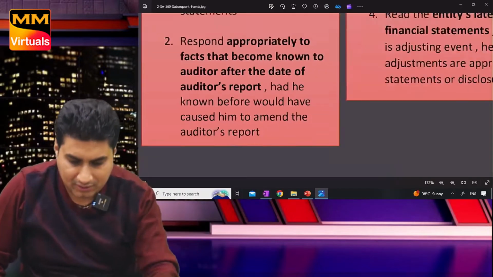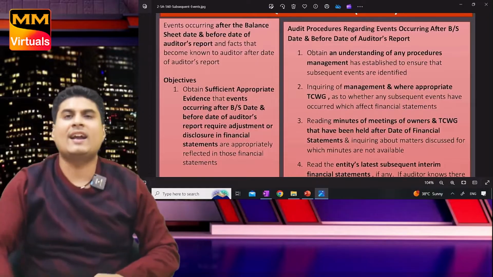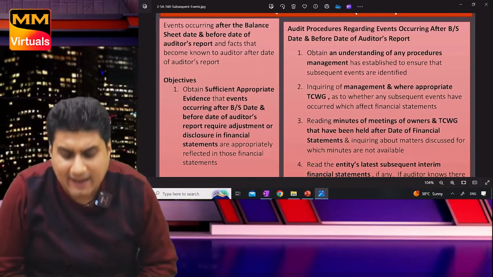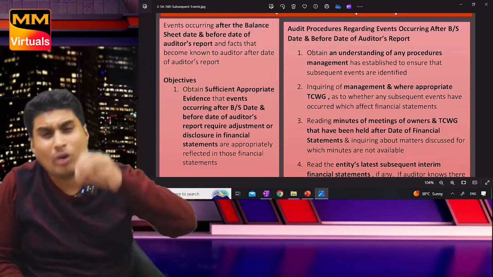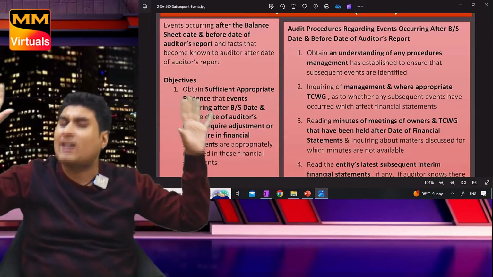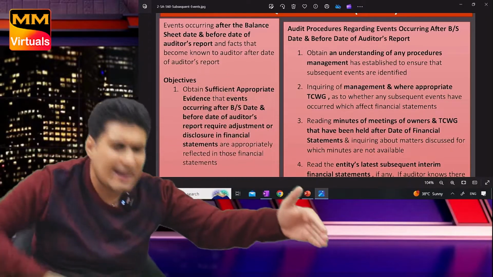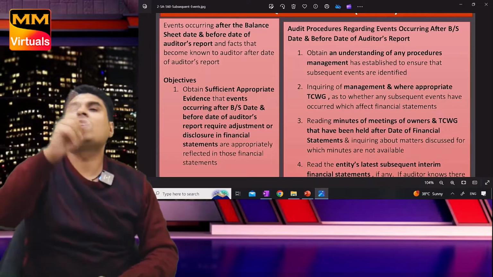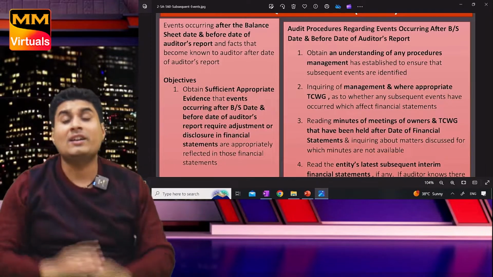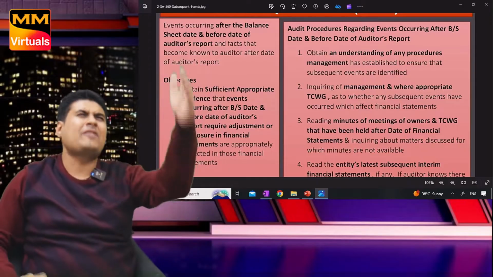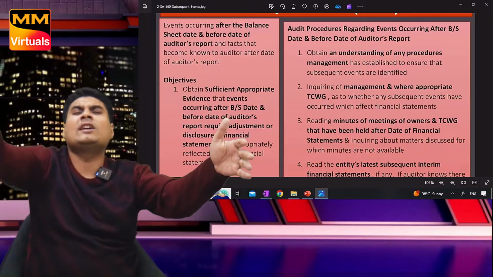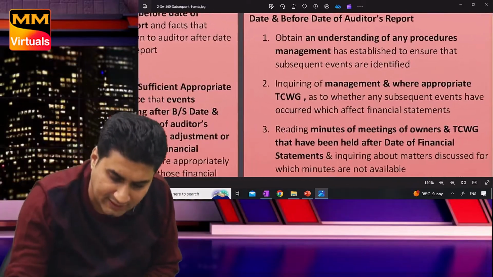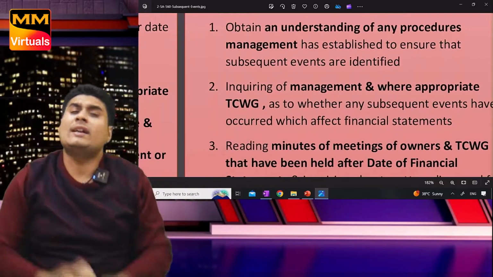Okay. Come here. So the first question they can ask is, what are the audit procedures regarding subsequent events? What are the audit procedures regarding events occurring after the balance sheet date but before the date of auditor's report? Okay, very simple. There are 4 points. Number 1, obtain understanding from management.